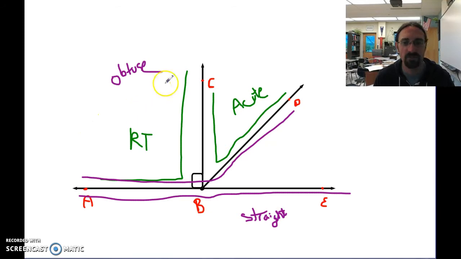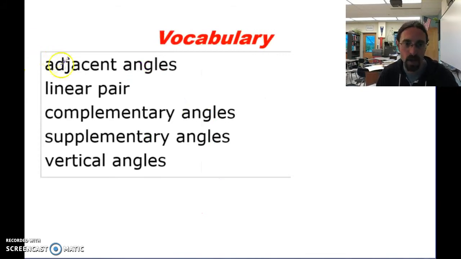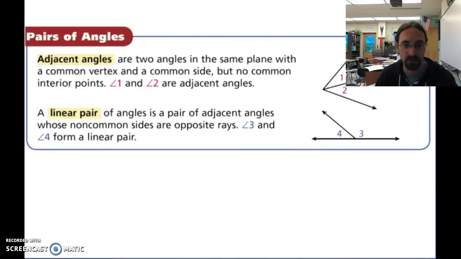Wow, getting fancy. So anyway, these are measurements that are respective to their angles, but we're now going to talk about some other things that have to do with the position of the angle. So adjacent angles, linear pairs, complementary angles, supplementary angles, and vertical angles.